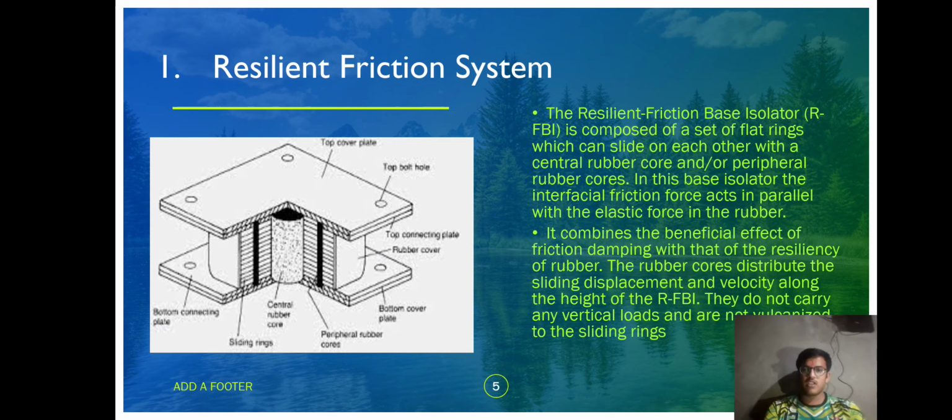Resilient friction system. The resilient friction base isolator (R-FBI) is composed of a set of flat rings which can slide on each other with a central rubber core and/or a flexible rubber core. In this base isolator, the interfacial friction force acts in parallel with the elastic force in rubber. It combines the beneficial effect of friction damping with that of the resilience of rubber. The rubber cores distribute the sliding displacement and velocity along the height of the R-FBI. They do not carry any vertical loads and are non-monitor to sliding rings. This is the diagram of the resilient friction system.